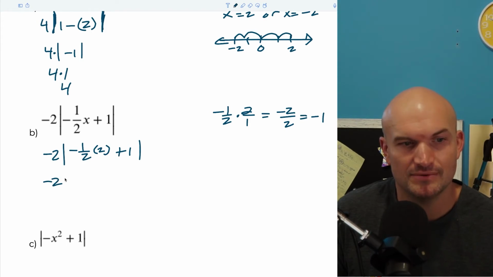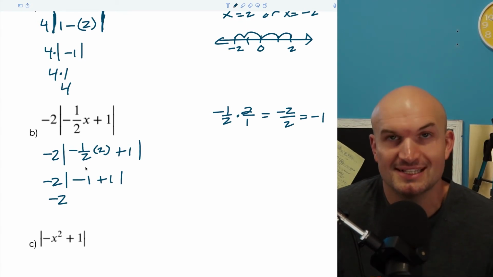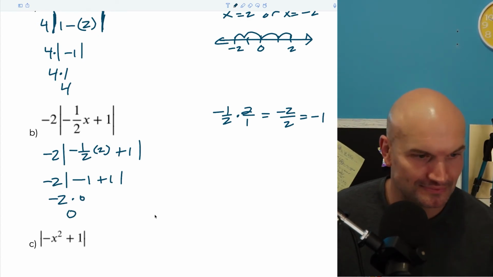So I have a negative 2 times, let's see, this is a negative 1 plus 1. Well, negative 1 plus 1 is going to be a 0, right? So the absolute value of 0 is like, what's the distance away from 0 at 0? Well, it's just 0, right? So negative 2 times 0 is just going to be a 0.